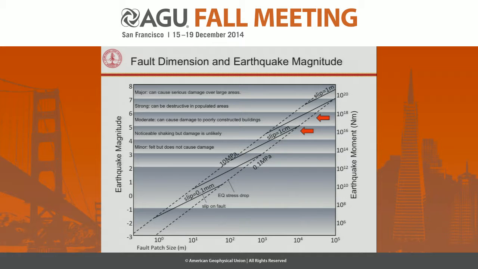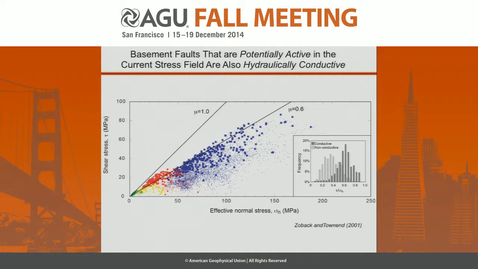And earthquake scaling relations simply show that to get earthquakes of the scale of 4.7 to 5.7, you're dealing with slip on faults that are 10 kilometers or tens of kilometers in extent. You have to be involving basement faults.